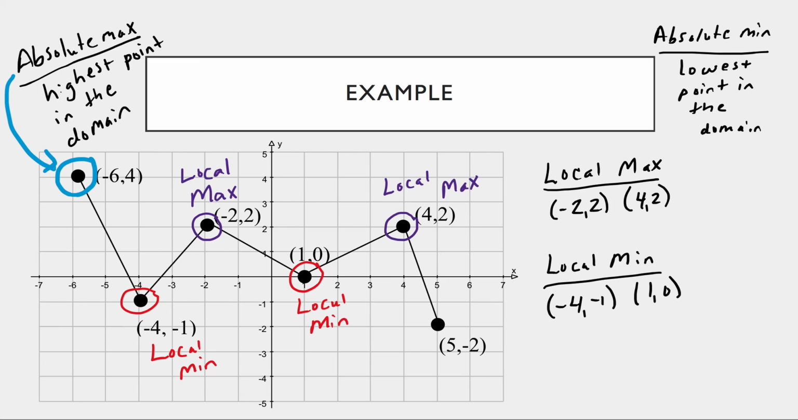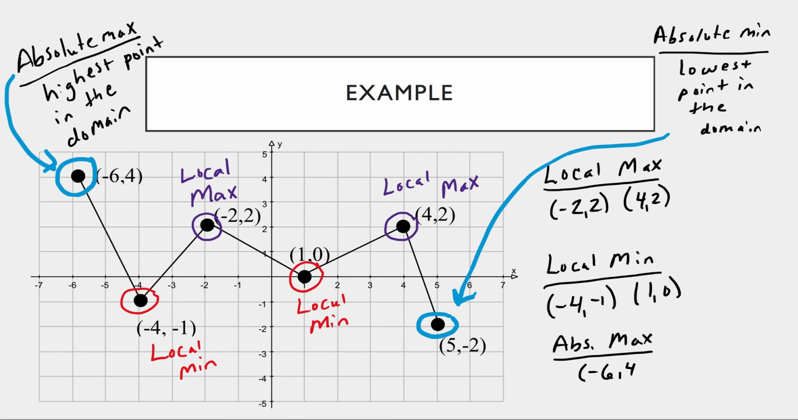For our absolute minimum, we are looking for the lowest point on the graph, which would be this point. So this would be our absolute minimum. Okay, and again, sometimes those are written just in terms of the y, but for our purposes, we're going to go ahead and write it in terms of the point. So my absolute max would be the point -6, +4. My absolute minimum would be the point 5, -2.